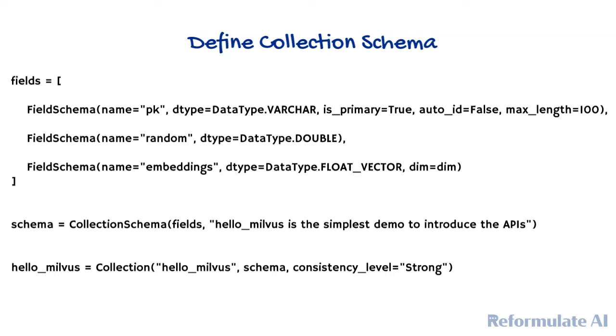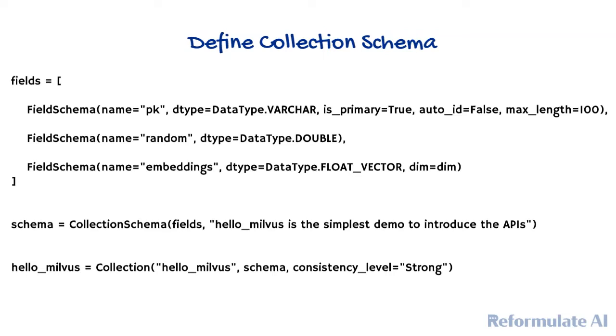For example, we can create a primary key field with an auto-incrementing ID or set auto_id to false if we want to specify our own primary key. You are required to create a primary key for each collection of either data type varchar or int64. Other supported data types include double and float vector, which is a special type used to specify vector embedding fields.